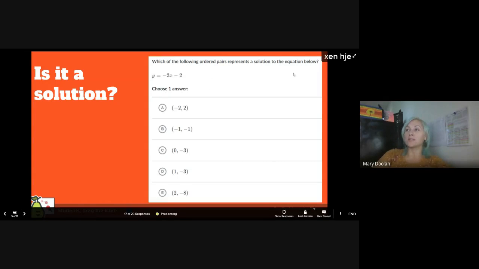It says, which of the following ordered pairs represents a solution to the equation below? Y equals -2x minus 2. So choose one answer. You're looking for an x value and a y value that make that equation true. So if we check the first ordered pair, x is -2 and y is +2. So if I replace the x with -2 and I replace the y with +2, I want to see if 2 equals -2 times -2 minus 2. And so I have to simplify the right-hand side. -2 times -2 is +4. +4 minus 2 is 2. So 2 equals 2. That's a true statement, which means that A is the correct answer here. A is correct.